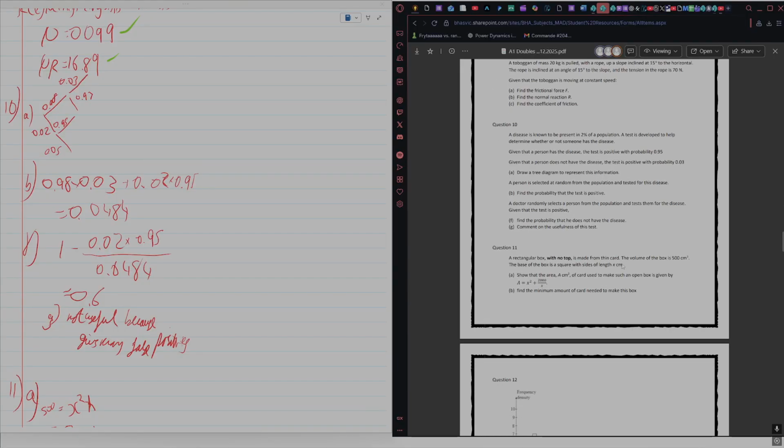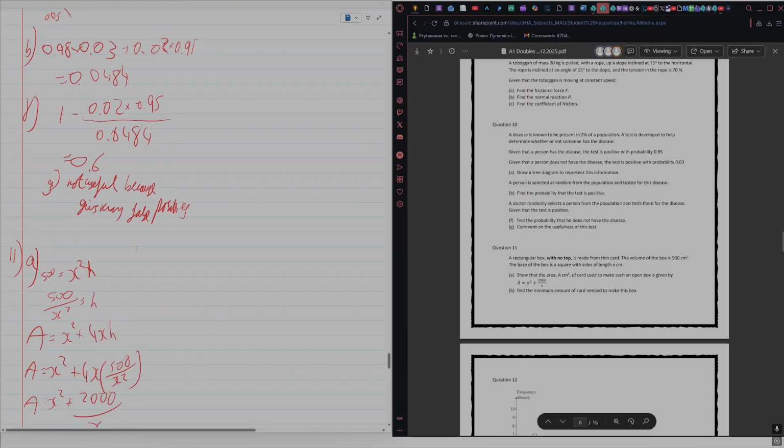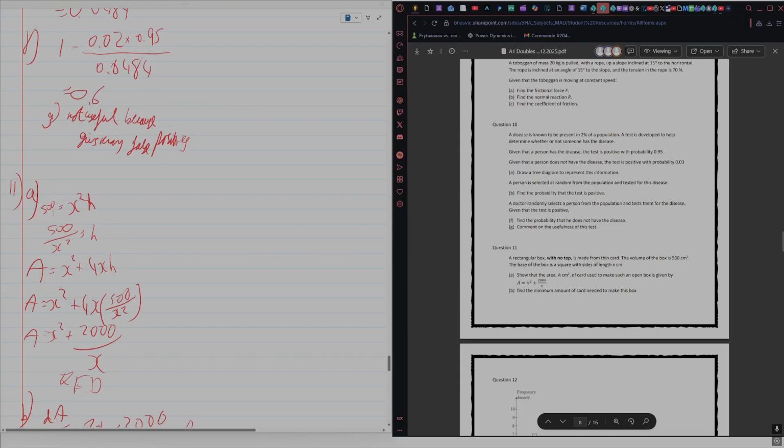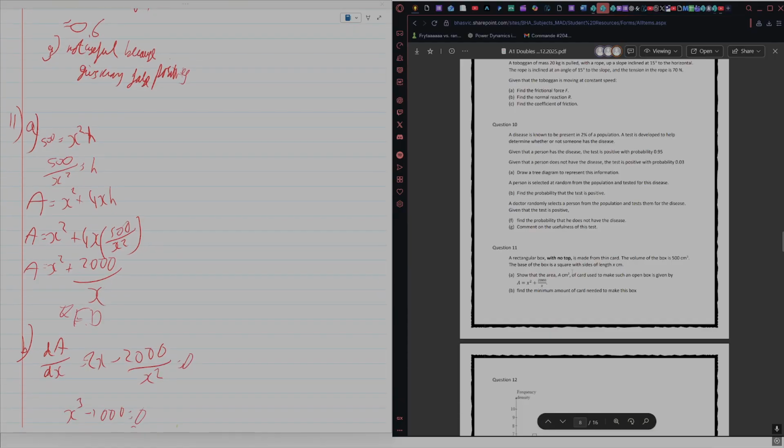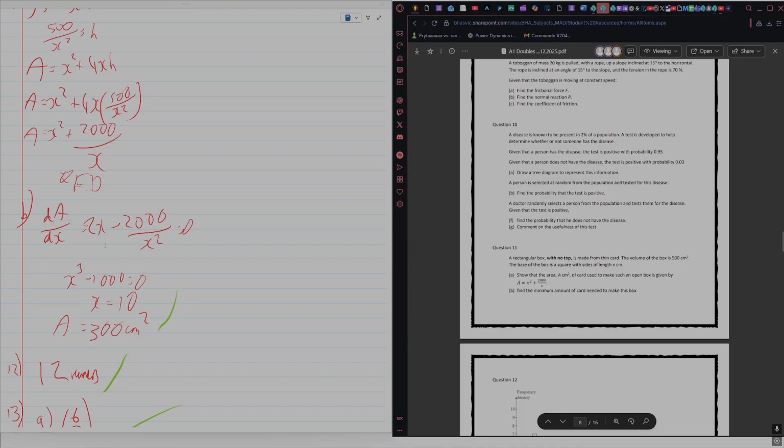Next, we have this rectangular box. It has no top, so the volume is x squared h, that doesn't change. But the area is going to be x squared, which is the base, plus 4 times xh, which is the other 4 sides. If there was a top, it would be 2x squared plus 4xh, but since there's no top, you take away one of the x squareds. Then you substitute the thing that you got in, and then you get what it says. And then normal stuff, it's just optimization.